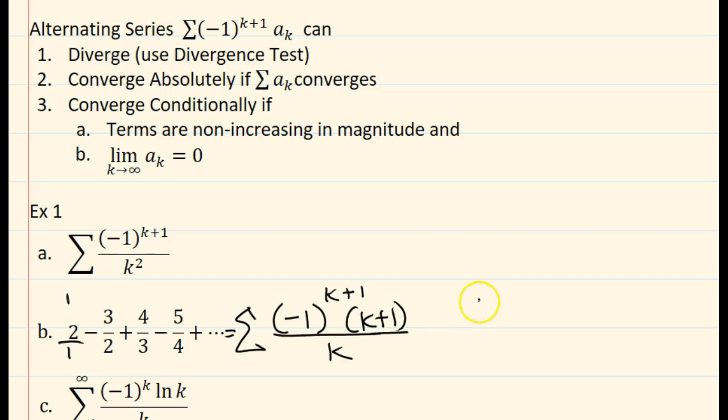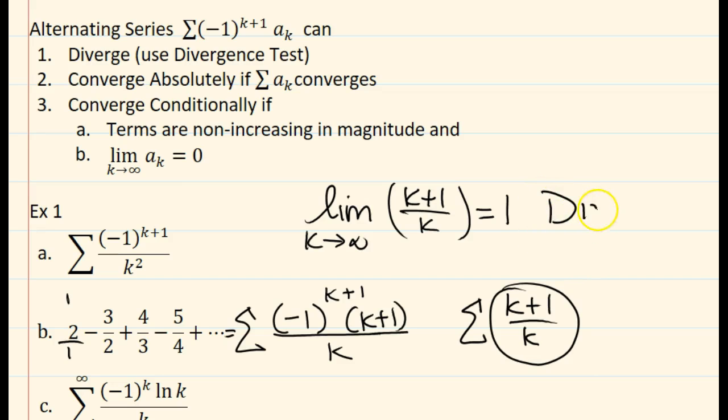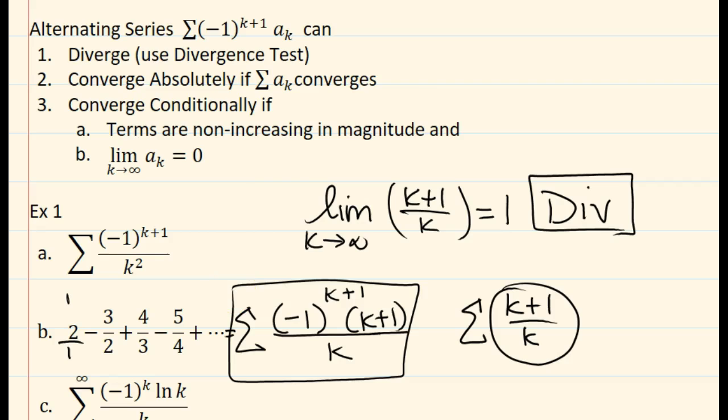So if we look at the non-alternating part, we have k plus 1 over k. Now let's take the limit of just our non-alternating part as k goes to infinity of k plus 1 over k. When we do that, we find that's equal to 1. The divergence test says that as long as it doesn't equal 0, then it must diverge. So we find that this one is diverging. That also implies that our alternating series is diverging.